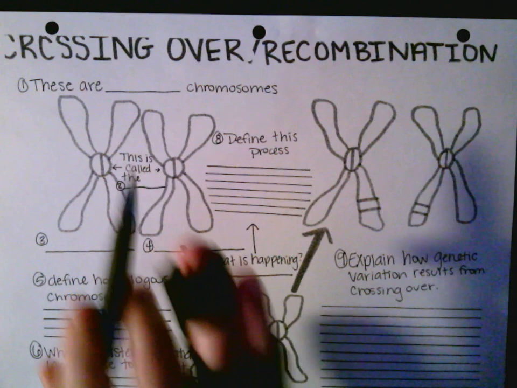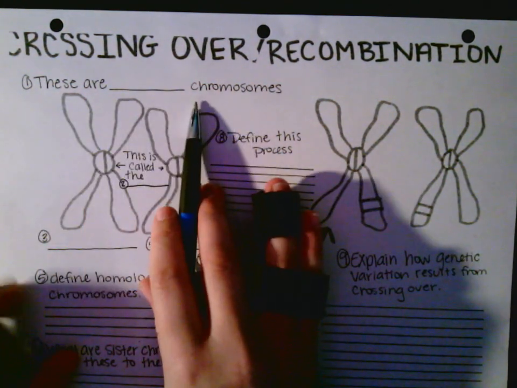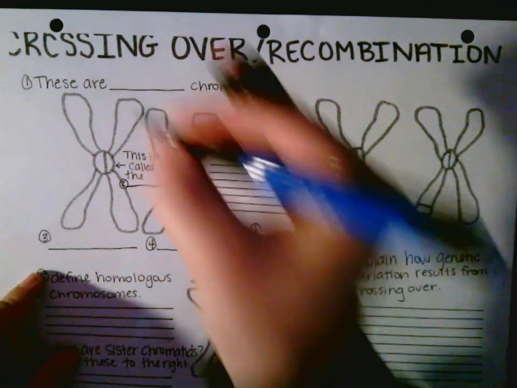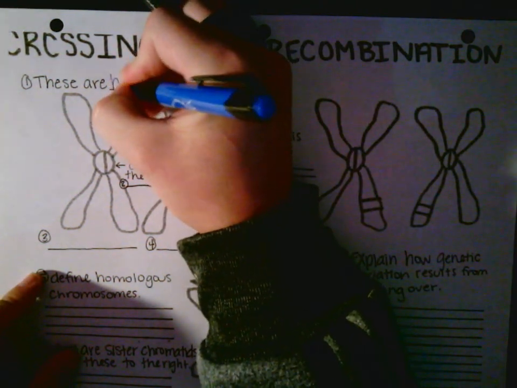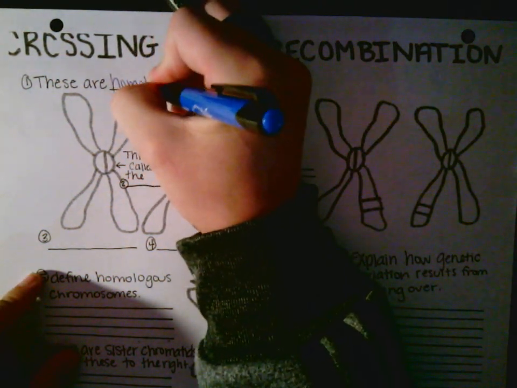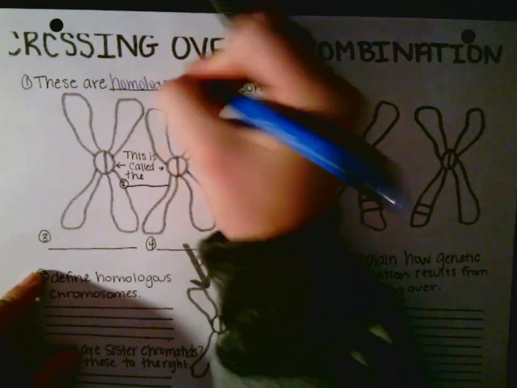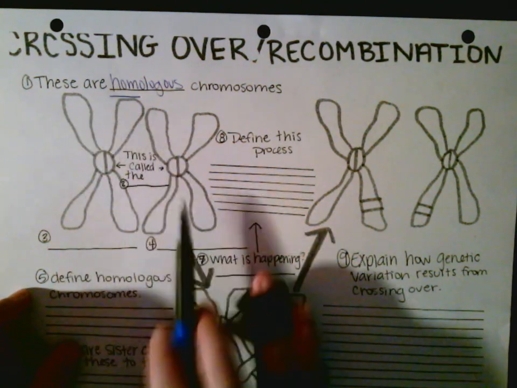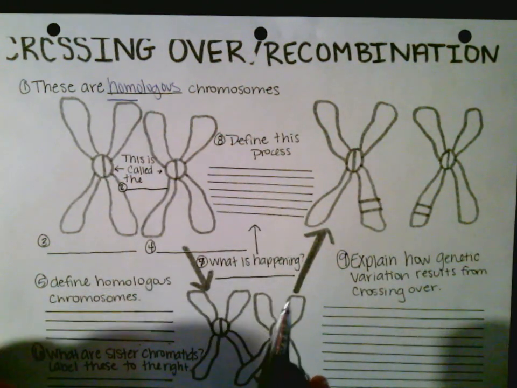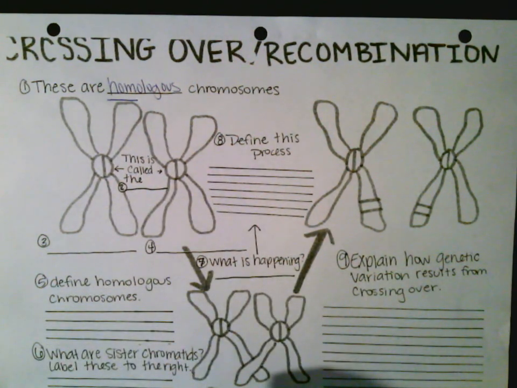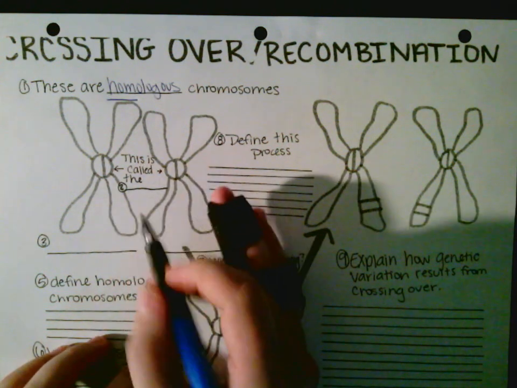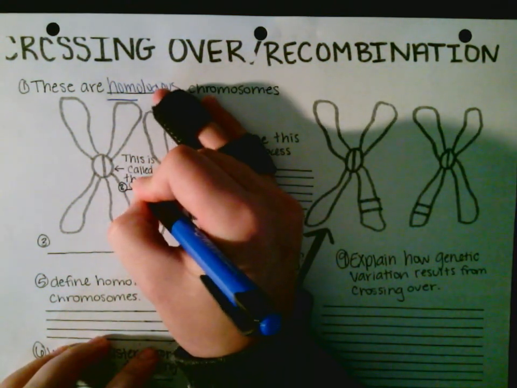So right here it says these are what kinds of chromosomes, and it's important to remember that crossing over can only occur between homologous chromosomes. Homo meaning same. So they have the same order of genes on those chromosomes. And that allows them to cross over. If we look at the center of these chromosomes, this is called the centromere, which we've talked a lot about.